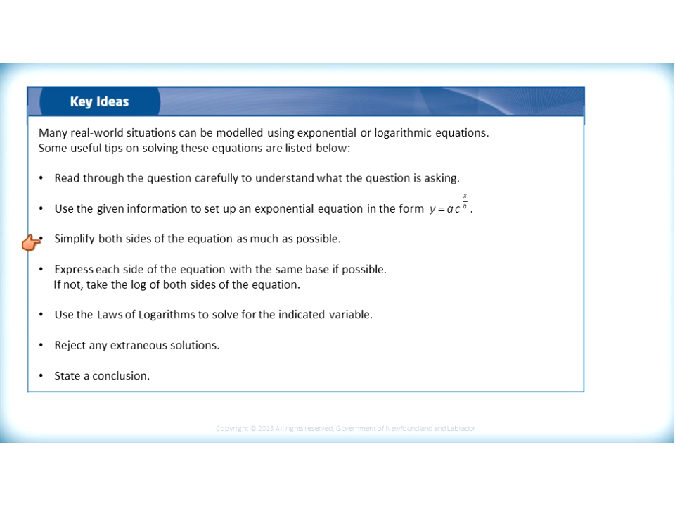Simplify both sides of the equation as much as possible. First, you could express each side of the equation with the same base if possible. If not, then you have to take the logarithm of both sides of the equation. And then you use the laws of logarithms to solve for the indicated variable. Reject any extraneous roots or any solutions that are not permitted in the context of the question. And then state a conclusion as your final answer. Always make sure that you have answered the question that was being asked.